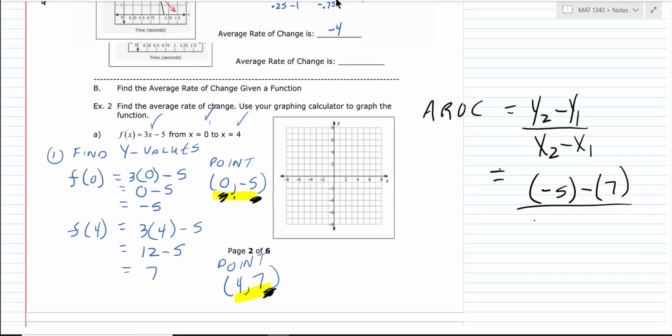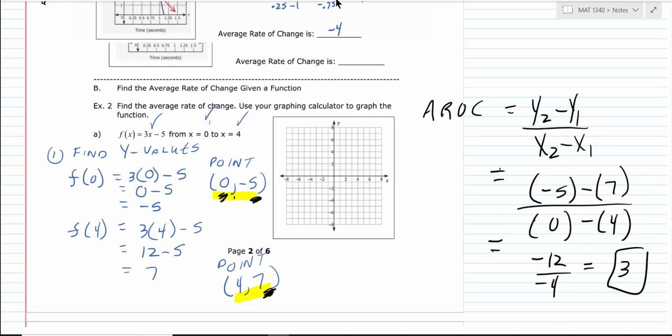So I'm going to do 0 minus 4 like that. Okay, so I'm just choosing to go negative 5 minus 7. That forces me to go 0 minus 4. Okay, so that means I'm going to get negative 12 over negative 4. So what's the answer? 3. Okay, so we end up getting the average rate of change is equal to 3 on this.